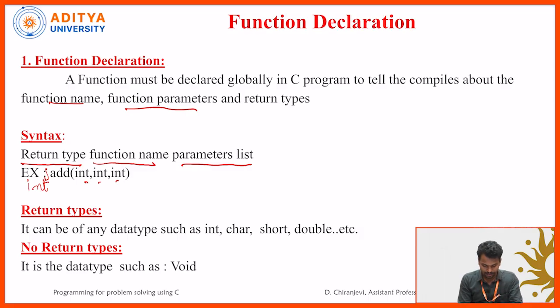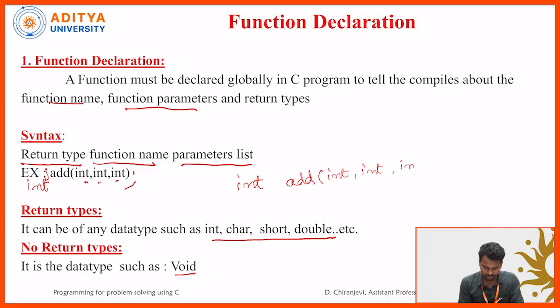Now, return types are simply these basic data types, and if you take no return type, then you need to pass void. Okay, the function won't return any value in that case. Now whenever you are making a declaration, you need to use a semicolon after the syntax. The example is written here, so I am writing it once more. int is the return type, add is the function name, and I am passing three parameters, int comma int comma int. Okay, so this is the simple function declaration. This is how you can do it.